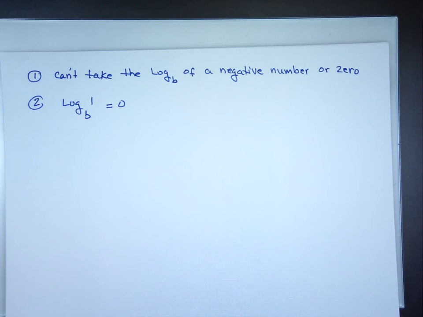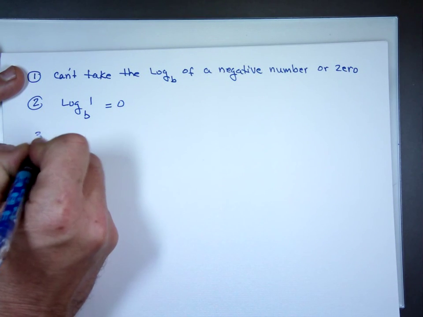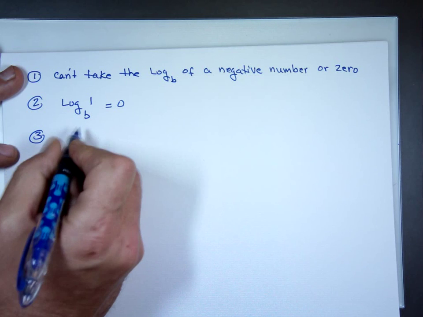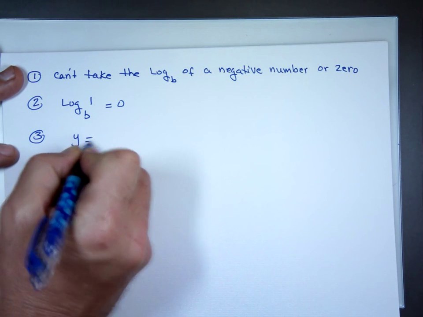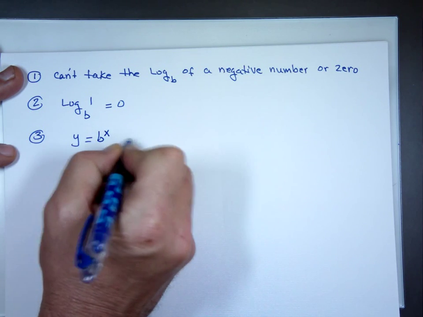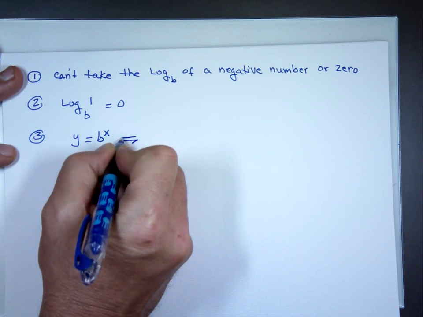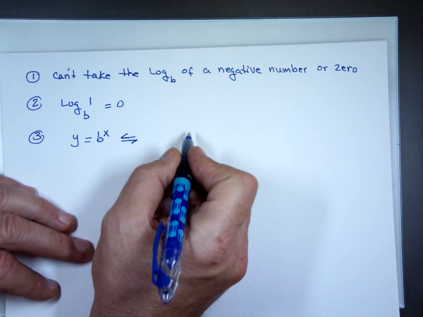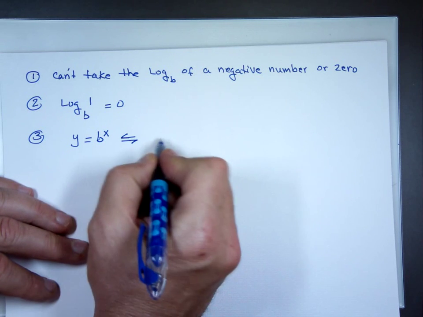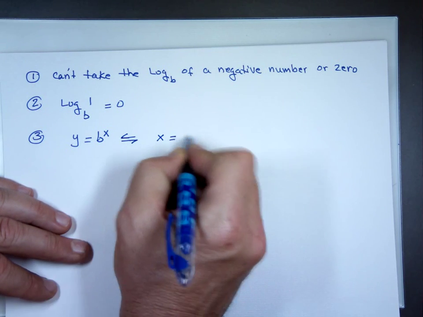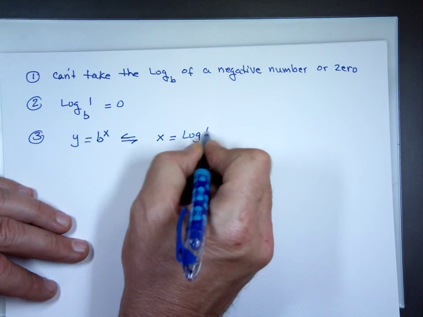We wrote rule number 3. I labeled it as 1 there. I said if you have y equals b to the x, we can make that x equals log of y base b.